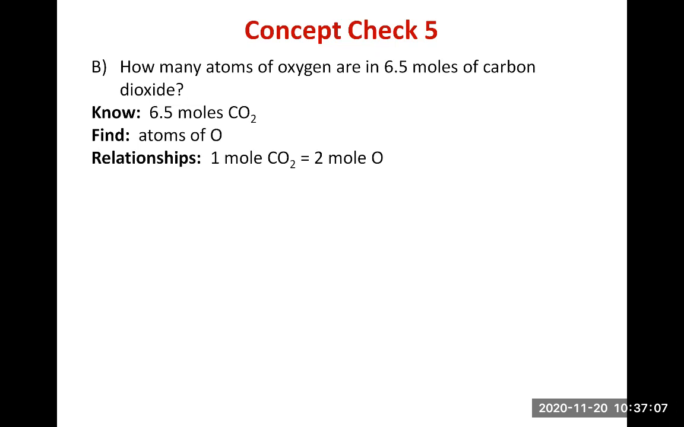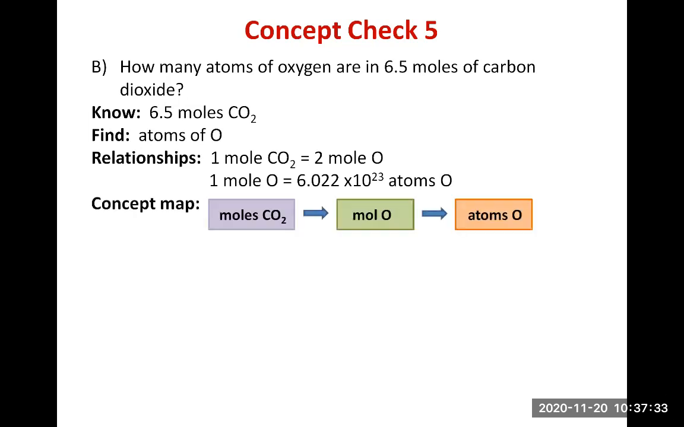So 2 moles of oxygen per mole of CO2. And then to get the number of atoms of oxygen, we need to use the definition of the mole that uses the Avogadro number to say 1 mole of oxygen is 6.022 times 10 to the 23rd atoms of oxygen. And that will give us atoms of oxygen from moles of CO2. So let's look at the concept map.